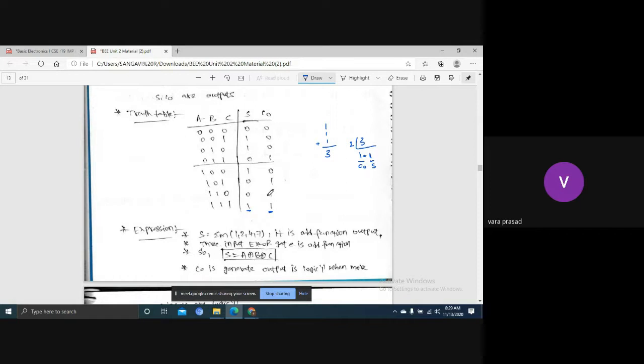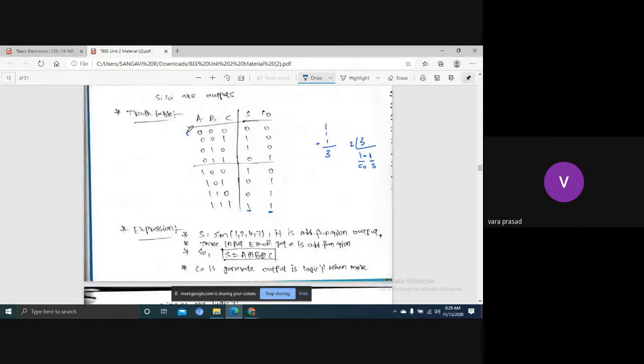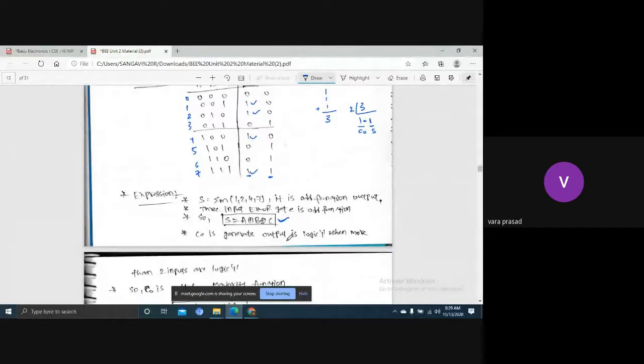Now the expression. If you write the decimal equivalents 0, 1, 2, 3, 4, 5, 6, 7, and observe where the sum is one: 1, 2, 4, 7. S is equal to summation of minterms 1, 2, 4, 7. It's an odd function gate. The 3 input XOR gate is an odd function gate. Therefore, S is equal to A XOR B XOR C, I can write directly.